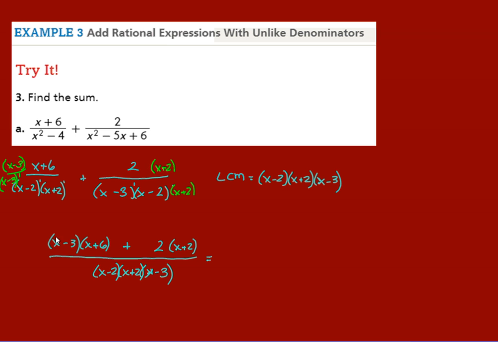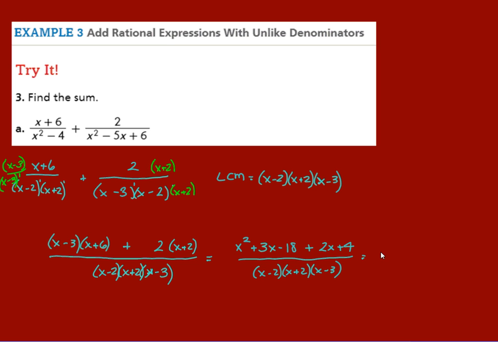So if I distribute these two together, x times x is x squared, x times 6 is a positive 6x, x times negative 3 is minus 3x, and then 3 times 6 is minus 18, combined with plus 3x minus 18. And then that plus sign, and I get 2x plus 4 all over x minus 2, x plus 2, x minus 3.